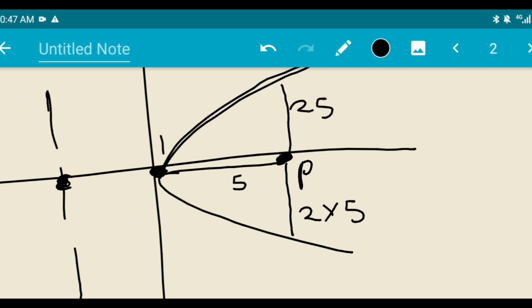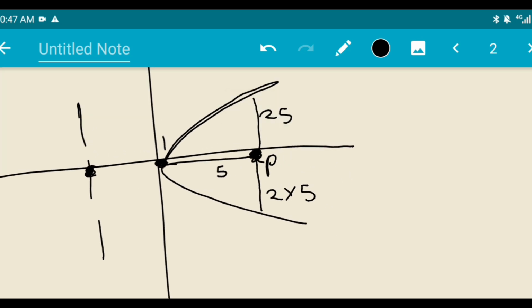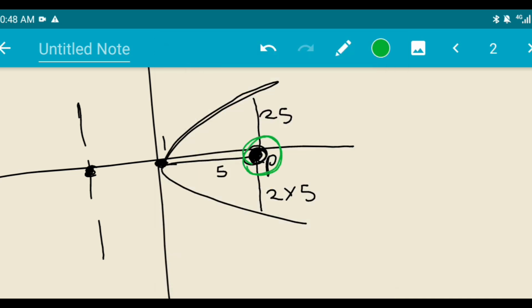Then lastly, the distance from the foci to the parabola is the same distance as when we move from the parabola to the directrix. So that's it.